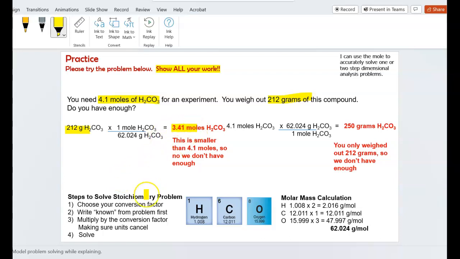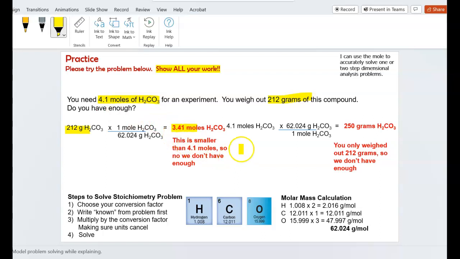212 grams of carbonic acid is 3.41 moles of carbonic acid. However, I need 4.1 moles of carbonic acid, I apologize. So 3.41 is smaller than what I need, and therefore I don't have enough. Let me say that again. I started off with 212 grams of carbonic acid and changed it to moles. This is how much I do have. 4.1 moles is what I need to do the experiment, and therefore I don't have enough.